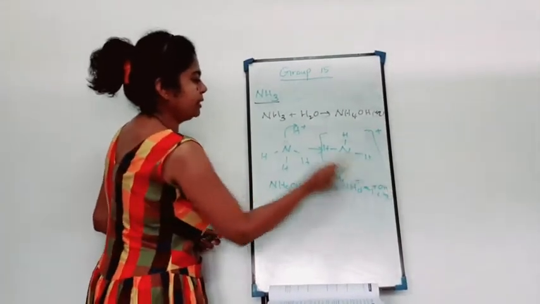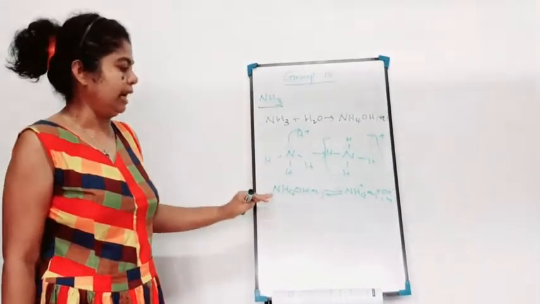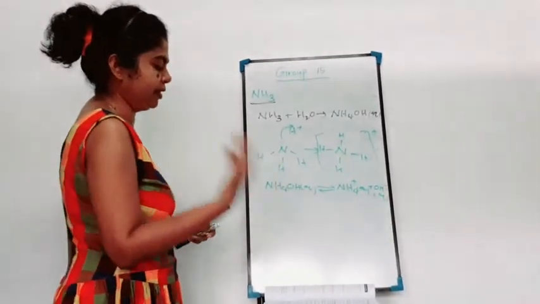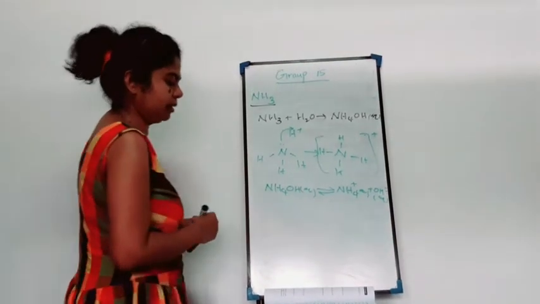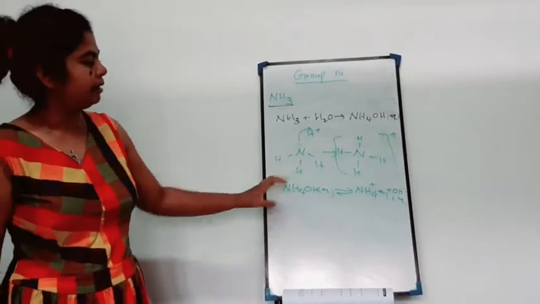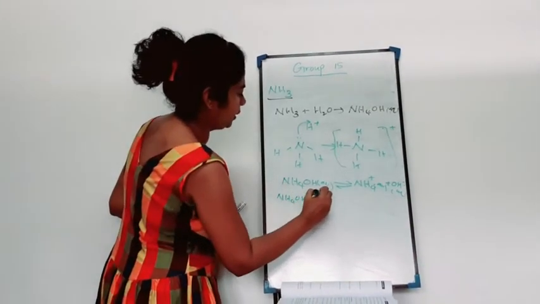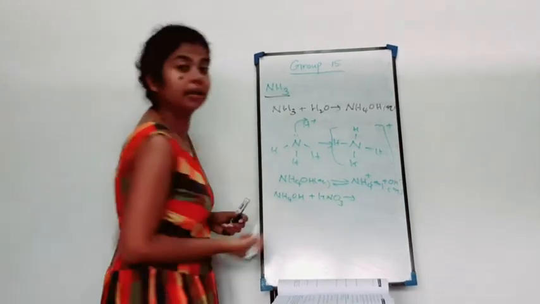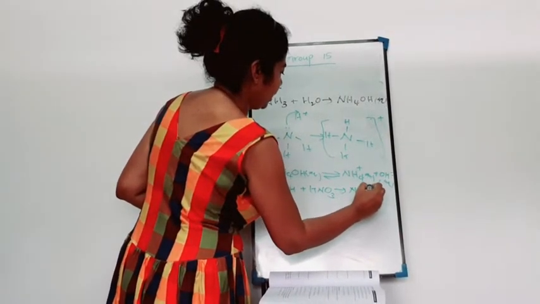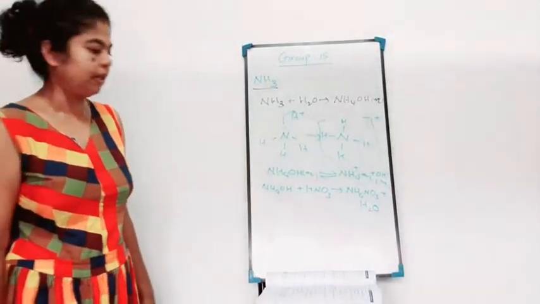Then if the medium is basic, that is, ammonia dissolved in aqueous solution, and if it reacts with an acid, what will happen? Right? If HNO3 or any other acid, what will happen? If we take ammonium hydroxide with HNO3, it is an acid-base reaction, a general reaction. So what are the products? Ammonium nitrate plus water, right? Ammonium nitrate plus water. Okay.